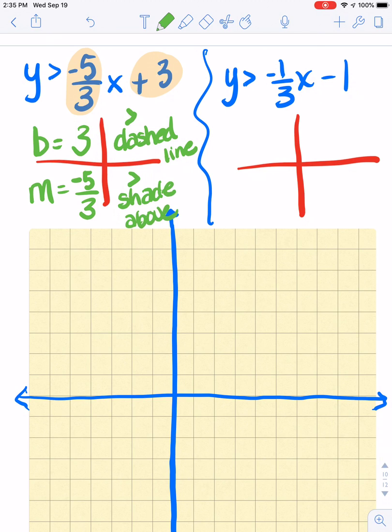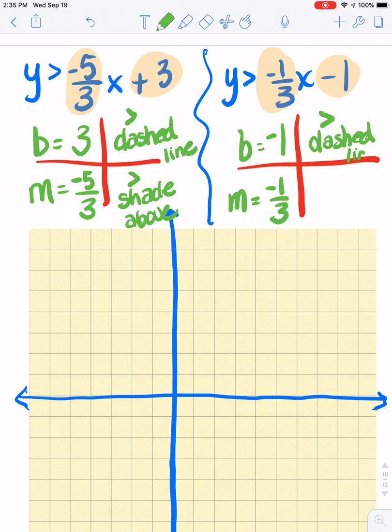Now we're going to go through and get the same information out of the next inequality so we can graph them both at the same time. Okay, so my b value comes from right here. So my b value is negative 1. This is my m value. And because it's negative, I'm going to put it with the 1 on the top. If that's my inequality, it's again going to be a dashed line. And if that's the inequality that we have, we're going to shade above.